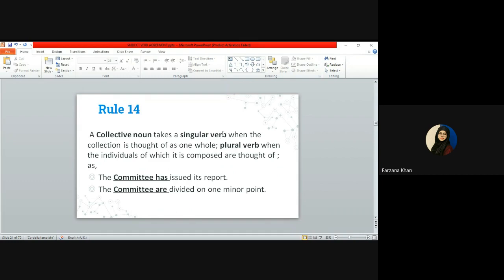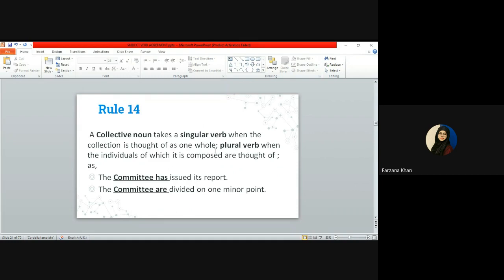So when to use a singular verb? You will use a singular verb when you take the collective noun as a collection, when you use that collective noun in a sentence as a single entity, as a single unit. But when you use that collective noun as different individuals, as different partitions, or in the form of different divisions, then you will go for a plural verb.